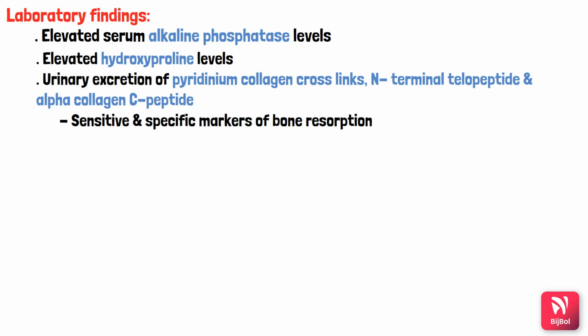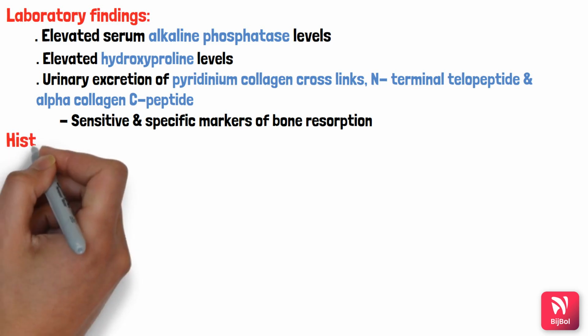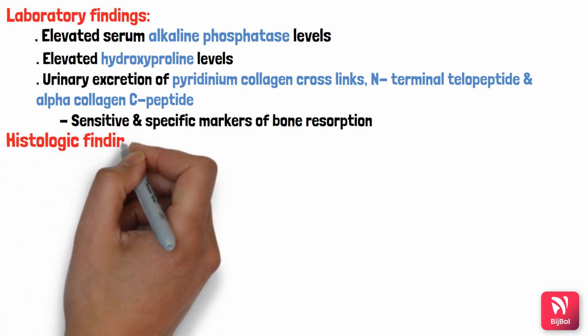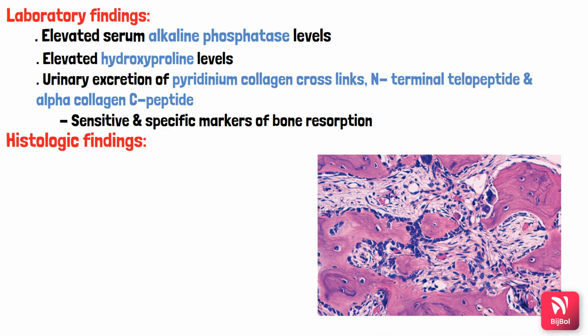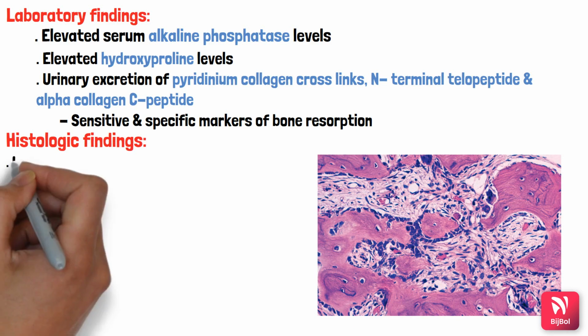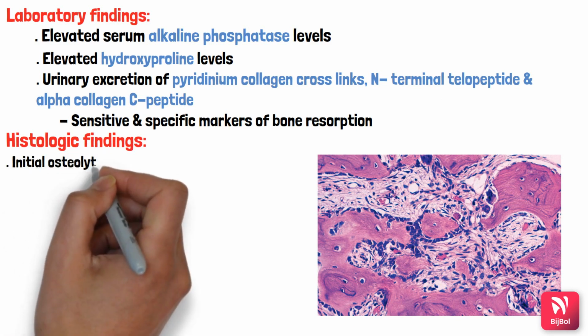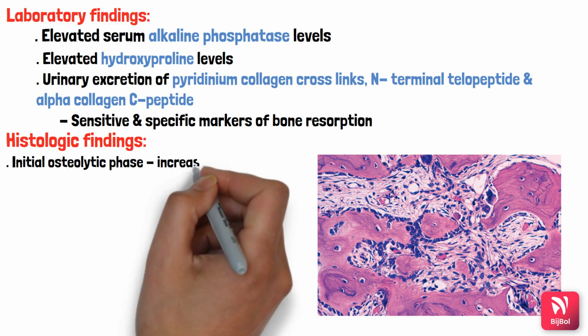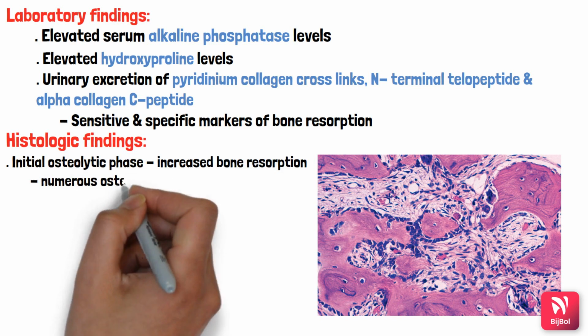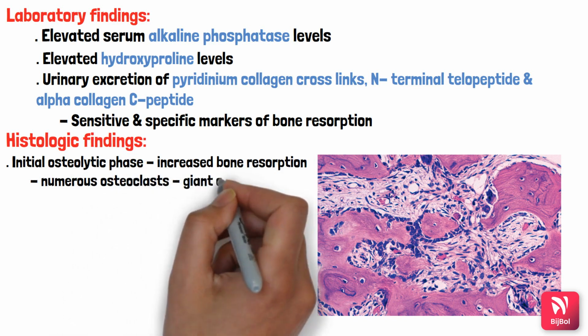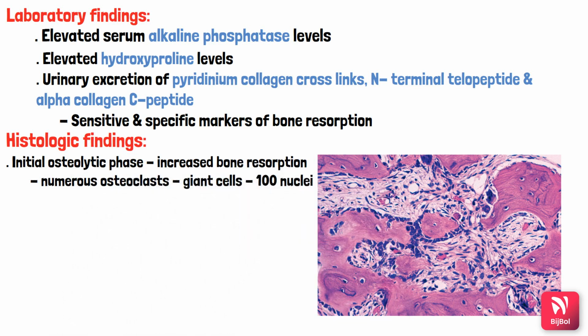So other than lab findings, we can even do histopathology, that is biopsy, and observe it under the microscope. So here also we will see histologic findings under three different phases. In the initial osteolytic phase, extensive resorption of the bone will be there. Whenever there is bone resorption, we tend to see numerous osteoclasts. Here the osteoclasts will be comparatively bigger than normal osteoclasts. These osteoclasts are multinucleated giant cells containing as many as 100 nuclei.